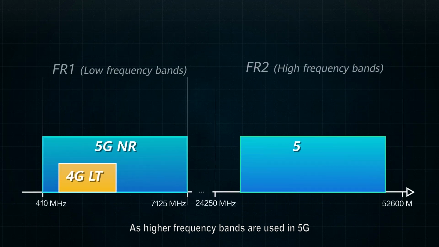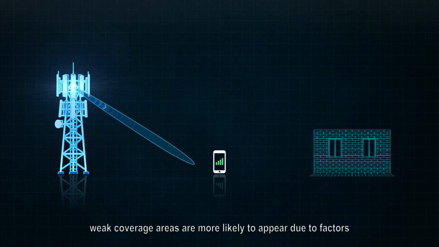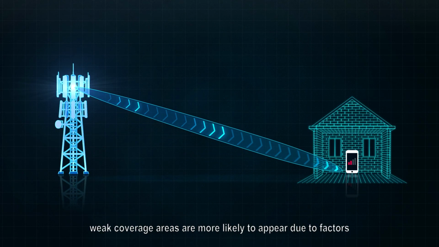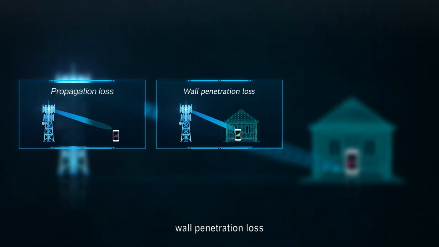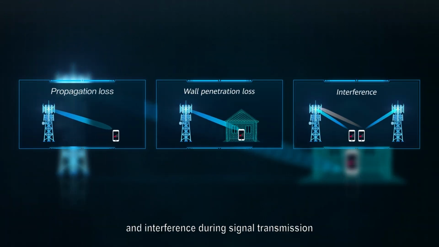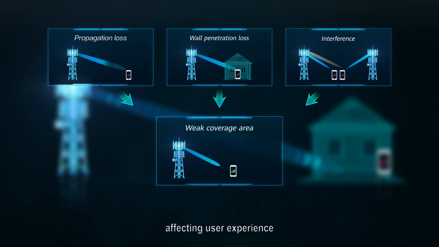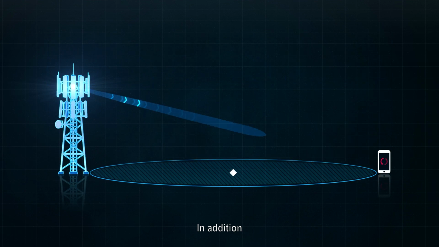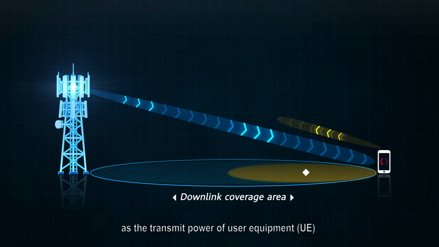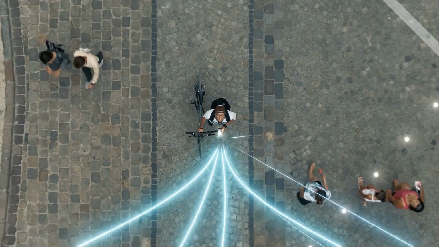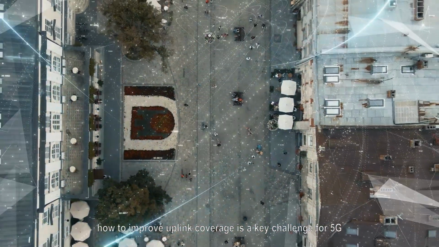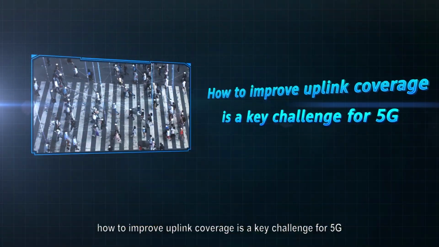As higher frequency bands are used in 5G, weak coverage areas are more likely to appear due to factors such as propagation loss, wall penetration loss, and interference during signal transmission, affecting user experience. In addition, as the transmit power of user equipment, UE, is much lower than that of a base station, uplink coverage becomes a bottleneck. Therefore, how to improve uplink coverage is a key challenge for 5G.